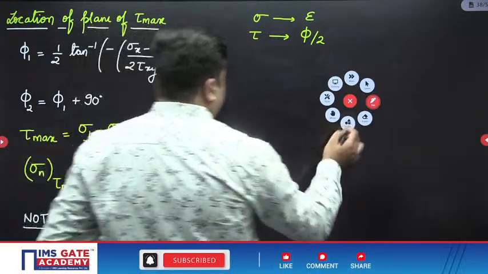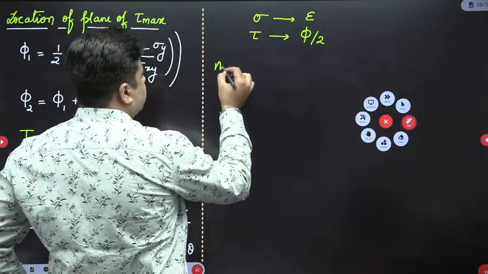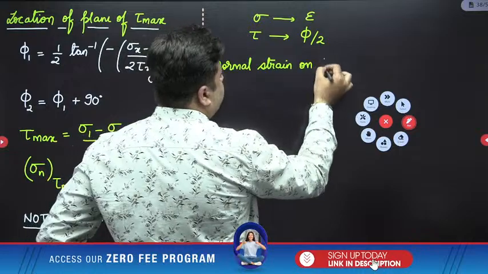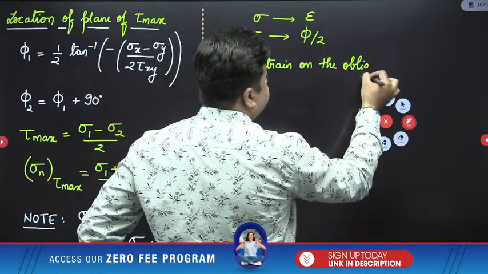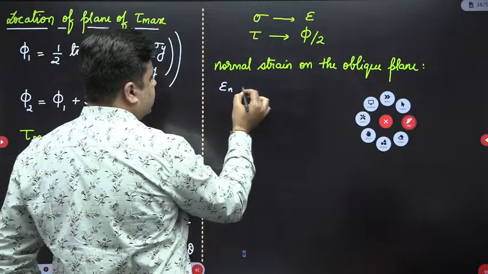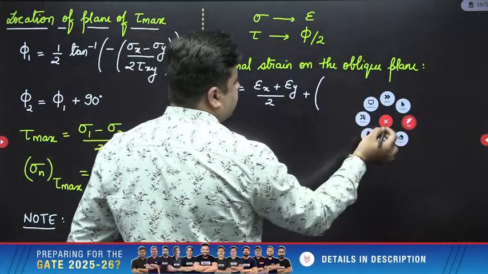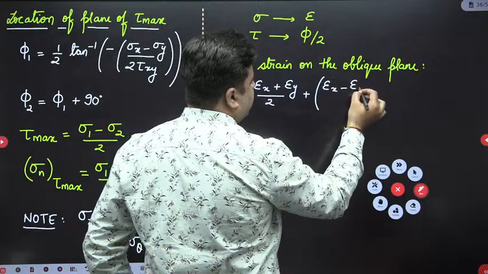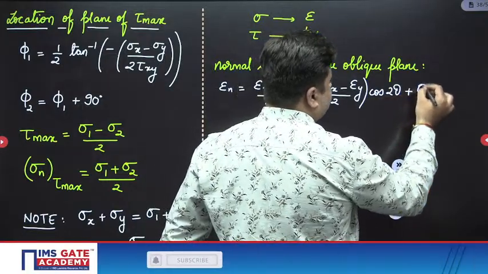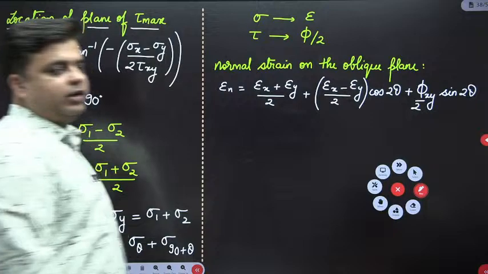So normal strain on the oblique plane, epsilon n, is equal to epsilon x plus epsilon y by 2, plus epsilon x minus epsilon y by 2 into cos 2 theta, plus phi xy by 2 into sin 2 theta. This is the normal strain on the oblique plane.